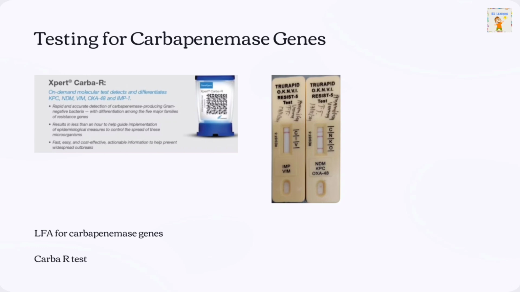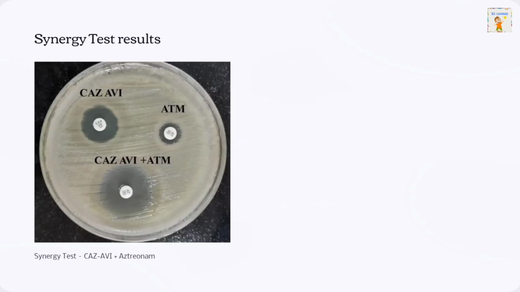for carbapenemase genes, and if the organism is growing NDM, VIM or IMP, these patients are generally resistant to ceftazidime avibactam. If the patient is growing KPC or OXA48, these carbapenemases are sensitive to ceftazidime avibactam. So whether ceftazidime avibactam will work or not will be determined by the presence of genes.